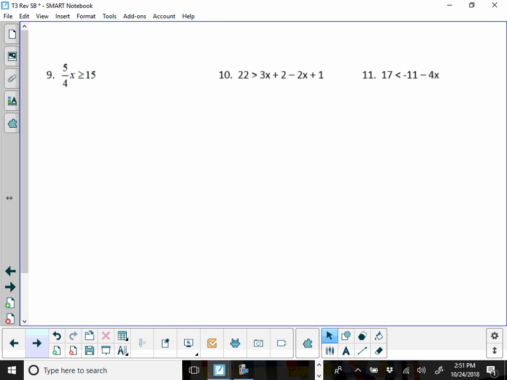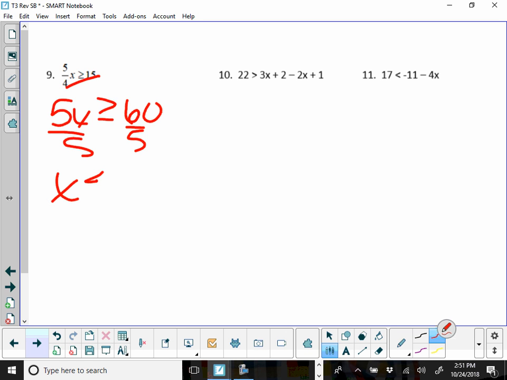All right, number 9, 10, and 11 are inequalities. Okay, so we're going to start right here on number 9. You're going to multiply by 4, which is going to give me 5x is greater than or equal to 60. And then you divide by 5, and your x should be greater than or equal to 12.